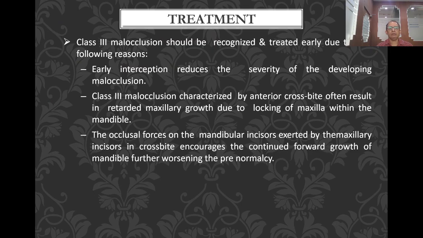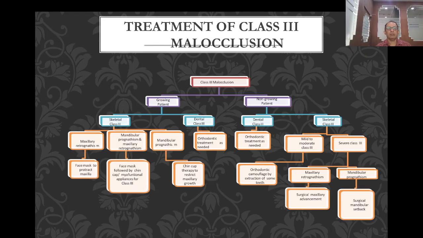Class 3 malocclusion should be recognized and treated early due to the following reasons. Early interception reduces the severity of the developing malocclusion, and class 3 malocclusion characterized by anterior crossbite often results in retarded maxillary growth due to the locking of the maxilla within the mandible. The occlusal forces on the mandibular incisors exerted by the maxillary incisors in crossbite encourage the continued forward growth of the mandible, further worsening the prenormalcy.